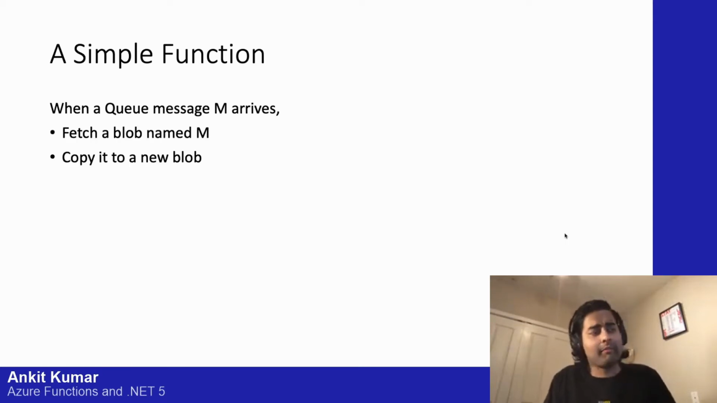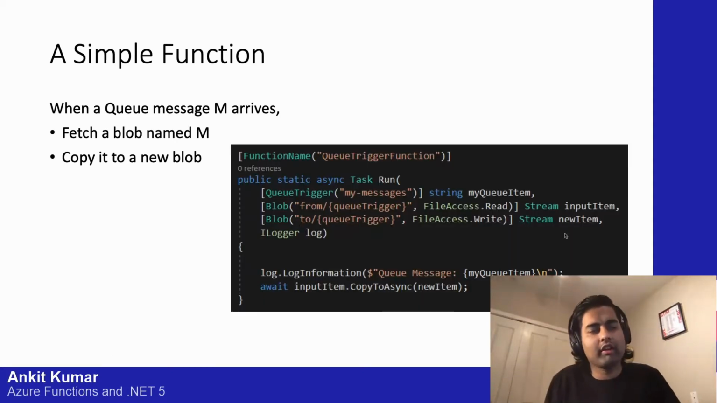Here's a very simple premise. When a queue message arrives, we want to run some code that should be able to fetch a blob. I'm talking specifically about Azure related services here: Azure Storage Queue and Azure Storage Blob. We want to fetch some blob and copy it to a new blob. So this is sort of what the function may look like.